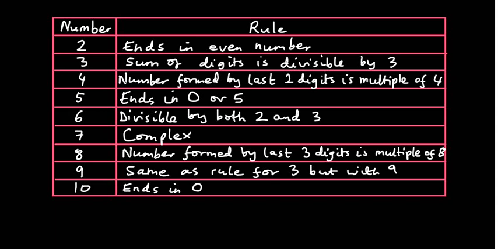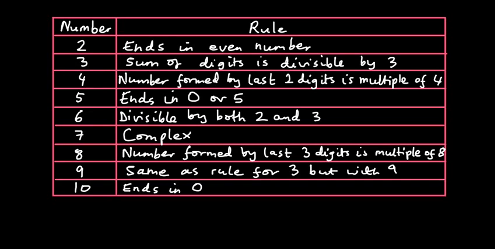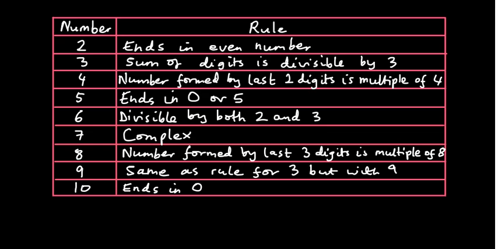Hi everyone, so in this video I'm going to teach you some rules for determining if a number is divisible by a certain number. So the first one is divisibility by 2, and it states that if the number ends in an even number, then it's divisible by 2. And I think you all knew that one already. So for example, 32 is divisible by 2 because it ends in an even number. So that one's fairly straightforward.